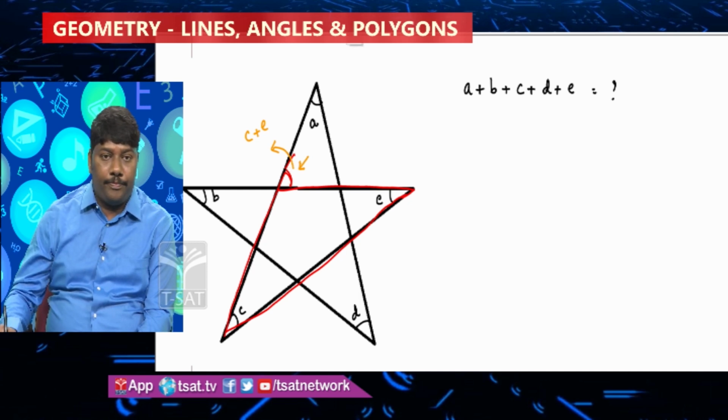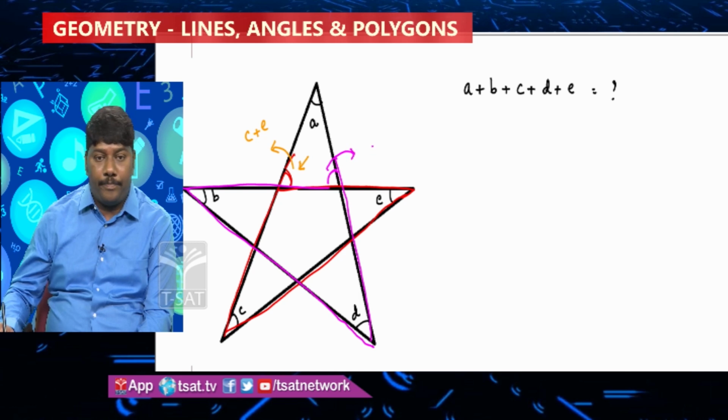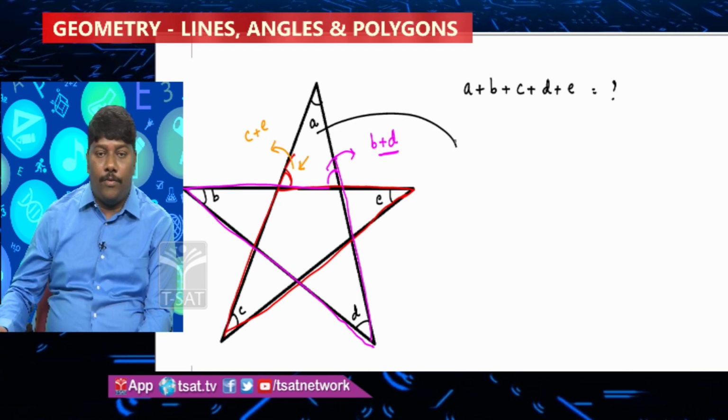In the same manner, look at this angle, this pink color one. Now look at this pink color triangle. Now this becomes the external angle for this pink color triangle, and what is this angle? Angle B plus angle D. Therefore it forms a triangle. You can see it clearly here. What is the sum of angles in a triangle?